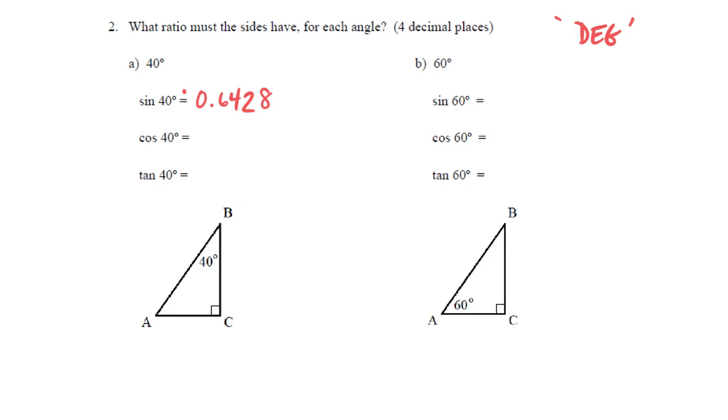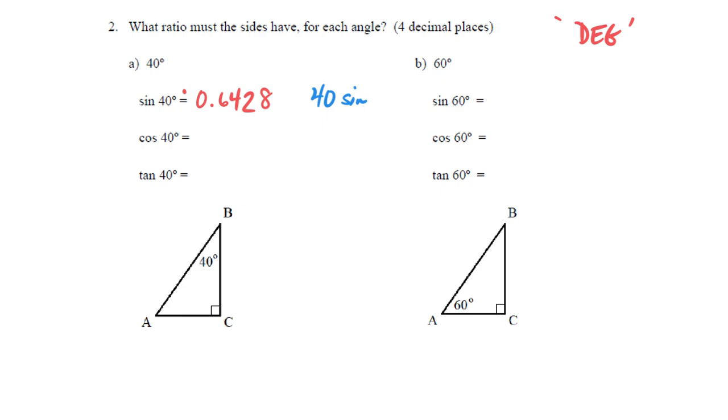As I said, some of you will punch it in the order it's given. Other people are going to have to punch that in backwards. I refer to that as a backwards calculator. For you to calculate sine 40, you have to punch in 40 sine.